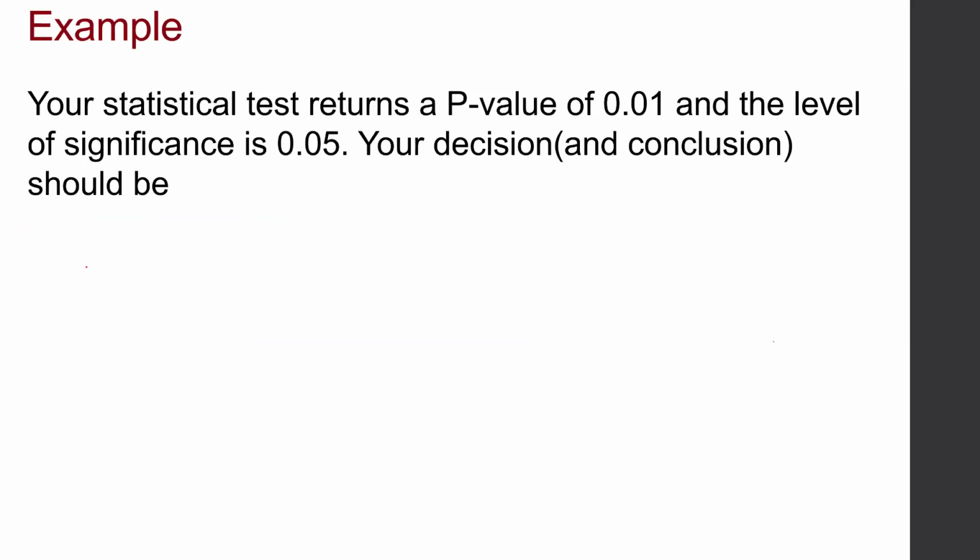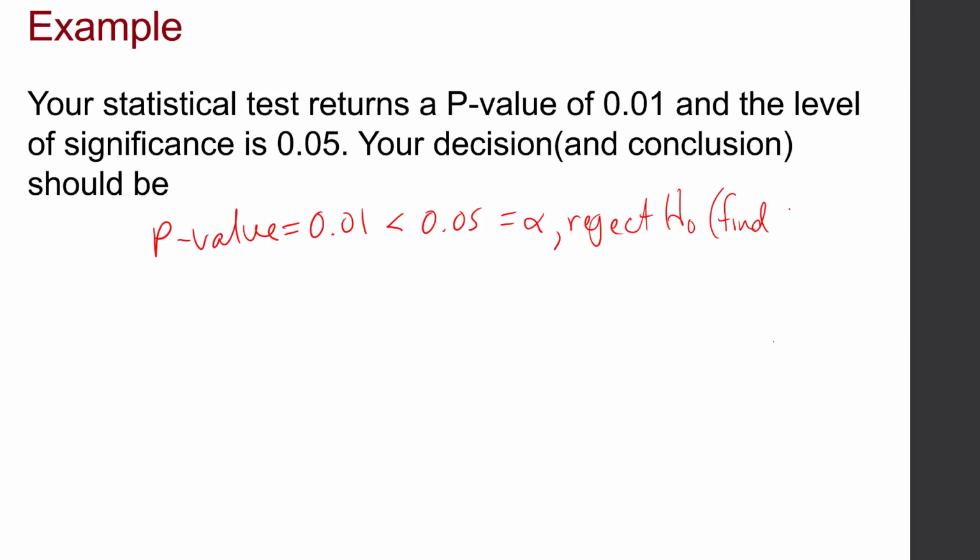All right, so let's do an example. Say your statistical test returns a p-value of 0.01 and the level of significance is 0.05. Your decision and conclusion should be what? Well, let's compare the p-value to the alpha. The p-value is 0.01. The alpha is 0.05. How do they compare? P is less than alpha. If the p is low, the null must go. And if you reject the null, you find for your alternative.